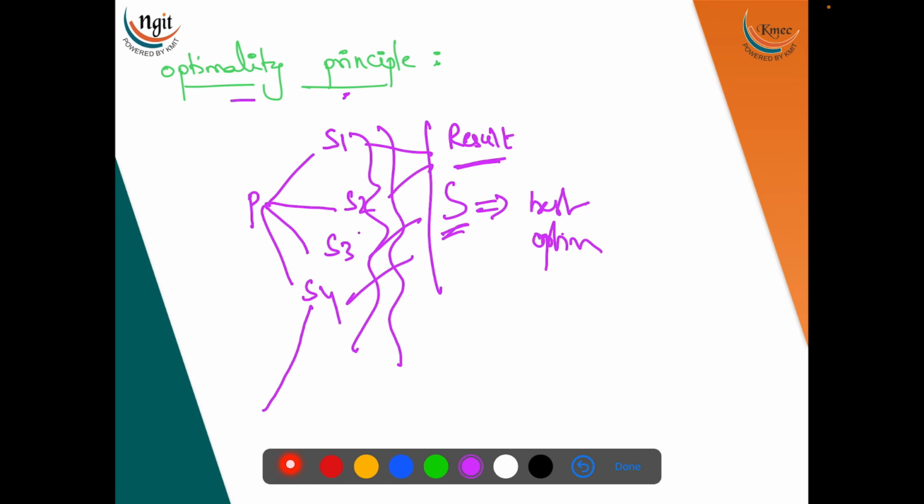The principle of optimality states that an optimal sequence of decisions has the property that whatever the initial state and decision are, the remaining decisions must constitute an optimal decision sequence with regard to the state resulting from the first decision. This is the optimality principle of dynamic programming.